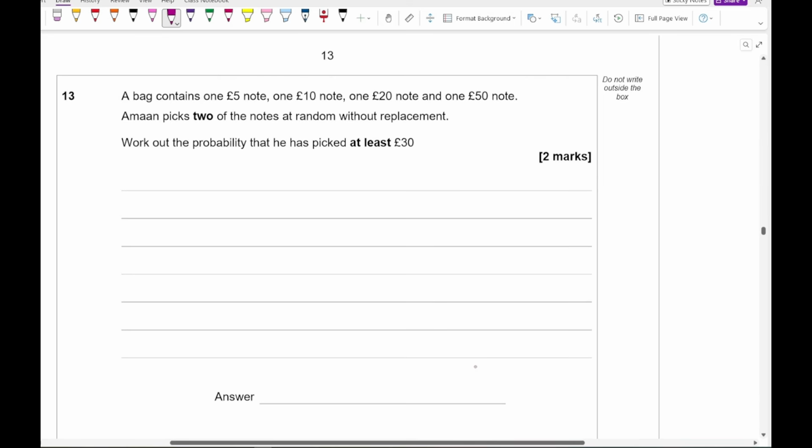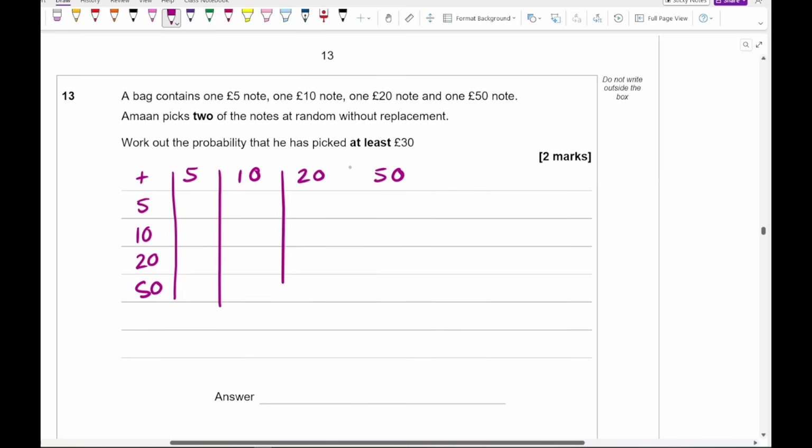Moving on to question 13, it says a bag contains a £5 note, a £10 note, a £20 note, and a £50 note. Armand picks 2 notes at random without replacement. Work out the probability that he has at least £30. So for this, what we need to do is a sample space diagram. So here we've got 5, 10, 20 and 50, and then if I do 5, 10, 20 and 50, now we can't get the same note twice, so I can blank out these cells here.